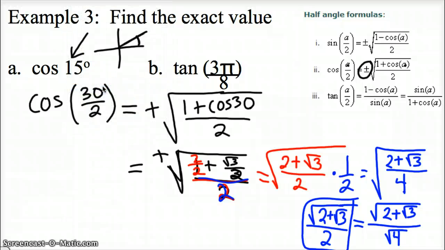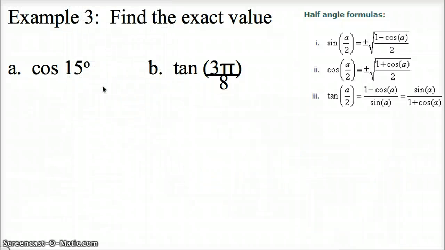So tangent of 3 pi over 8. There is a way to use the half-angle formula. So I'm going to factor out that divide by 2 and rewrite 3 pi over 8 as 3 pi over 4 divided by 2. This is equivalent to 3 pi over 8. Okay, so 3 pi over 4 is my alpha in this case.